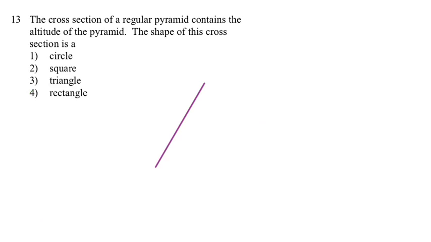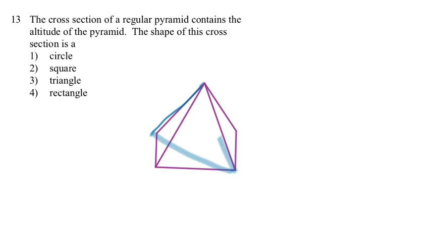Number 13. The cross-section of the regular pyramid contains the altitude of the pyramid. What is the shape of this cross-section? So if I picture this one for you, I'm drawing a square-based pyramid over here. Now it has to have an altitude, so one such cross-section will be like this highlighted section, which gives you a triangle here. So therefore, choice 3 becomes the answer.